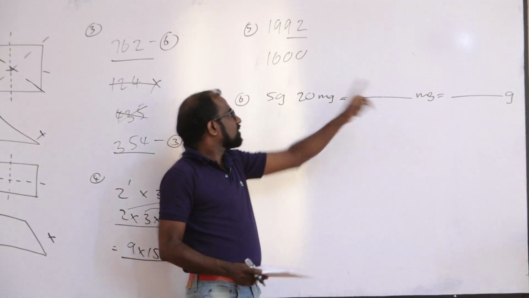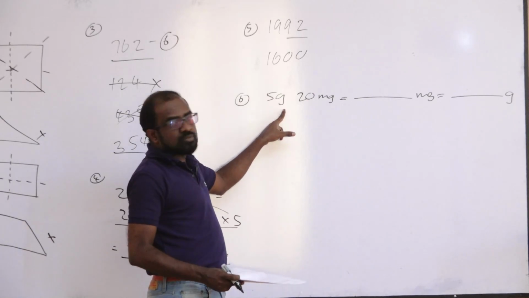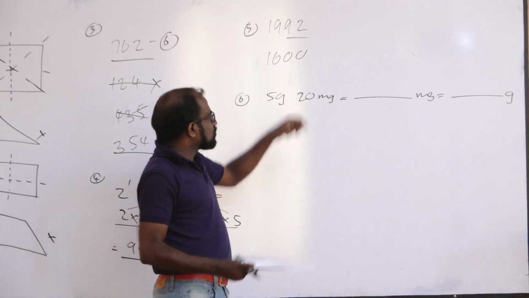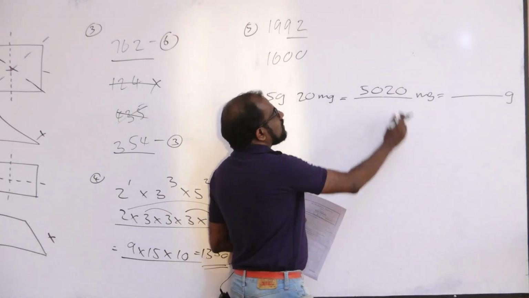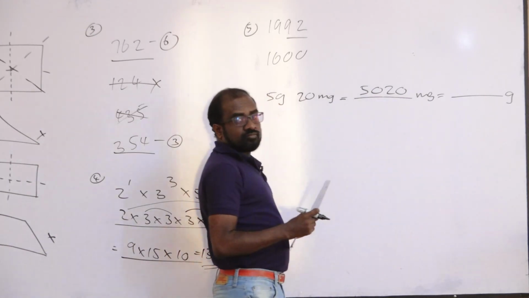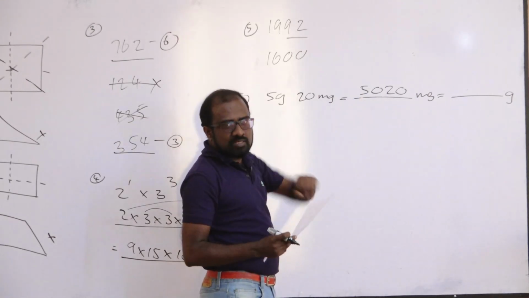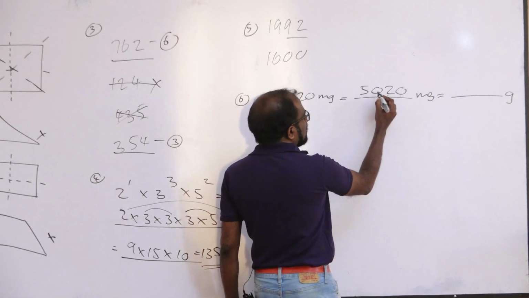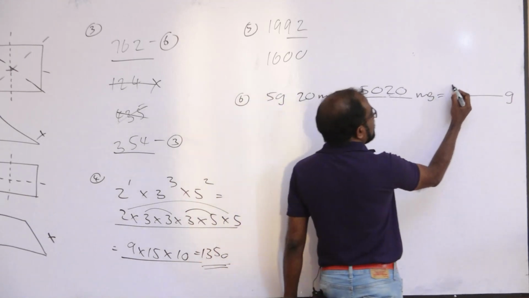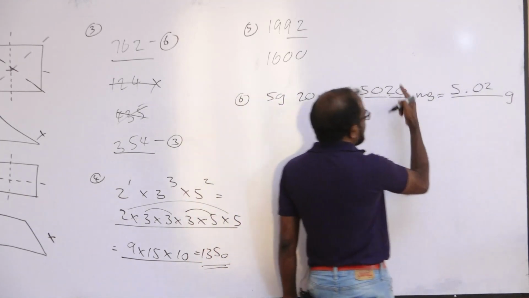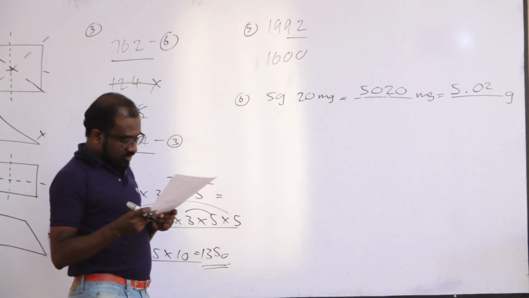1 gram equals 1000 milligrams. So 5 grams is 5000 milligrams. 5,000 plus 20, what is the answer? 5,020 milligrams. So, when you write it only in grams, this one should be divided by 1,000. We have to keep 3 decimal places. 1, 2, 3. 3 decimal places. Decimal point again between 5 and 0. What is the answer? 5.02. 5.02 is the answer. 5.02 grams.